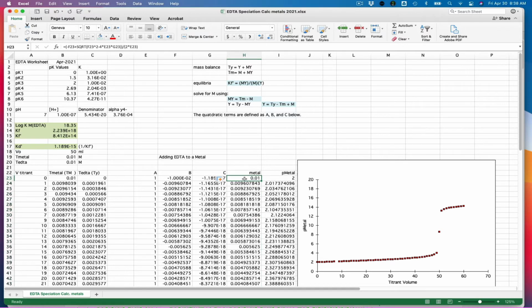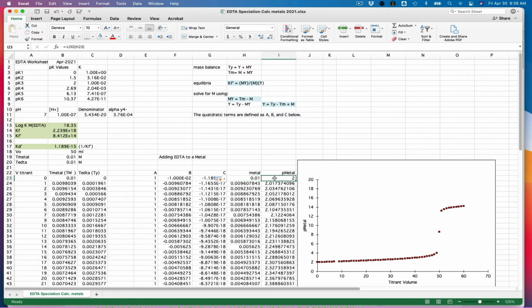There, I fixed it all the way down. So that gives me my metal concentration, and guess what? If I add 0 EDTA to a solution of 0.01 metal, I better get 0.01 metal, right? If I start with 0.01 molar metal and I don't do anything, I'm at 0.01 molar metal. That is a fairly straightforward calculation. Of course, it will get more complicated as we add EDTA moving down.